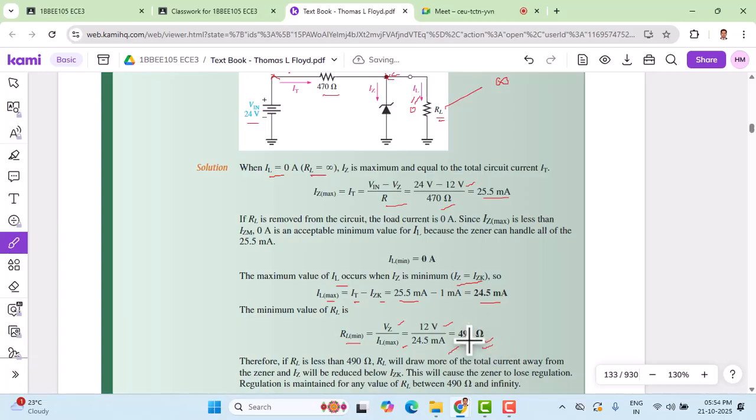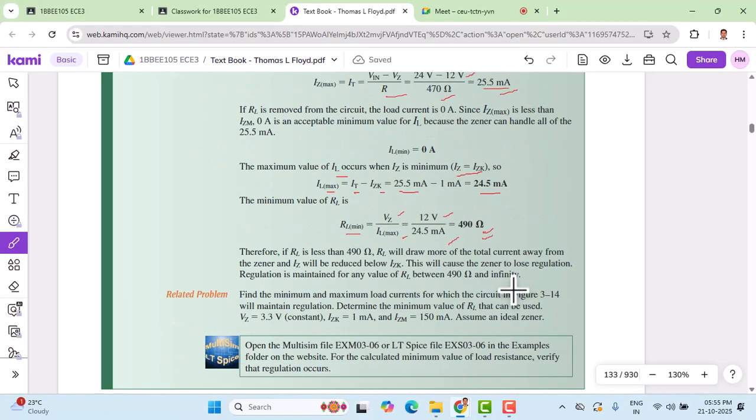So this is how, when RL is equal to infinity, we estimated this current, and when RL is equal to minimum, the current is going to be the maximum, which is 24.5. So IL max is going to be 24.5 milliampere. So that's how we can estimate.